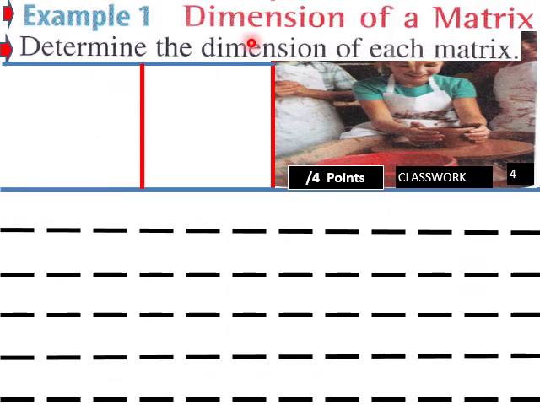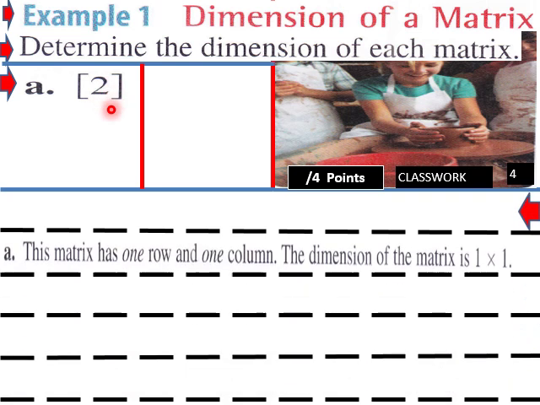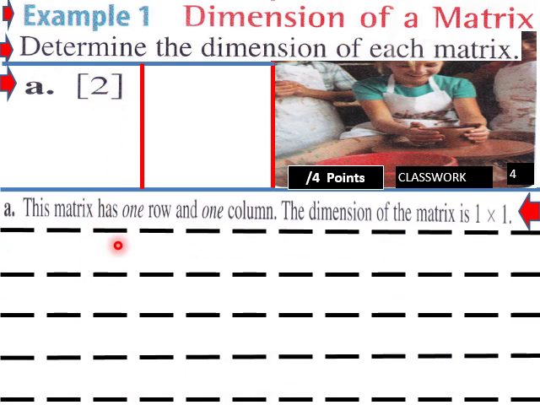So in example 1, dimension of a matrix, determine the dimension of each matrix. So we have here A is 2. So the matrix has 1 row and 1 column. So here's a matrix right here. This is technically a matrix, just with a number 2 in there. The dimension of the matrix will be a 1 by 1.